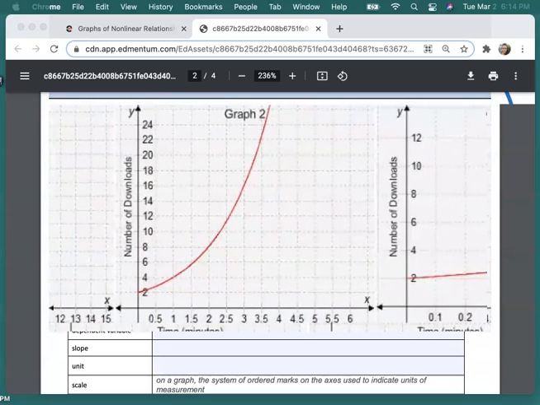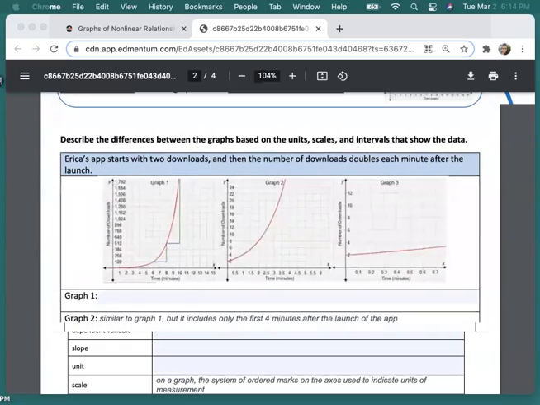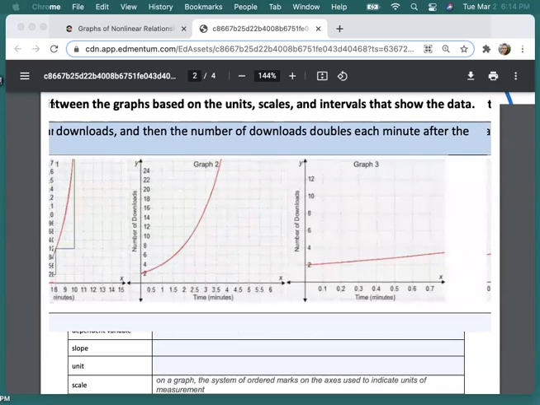If we go to the second graph, the number of downloads only goes up to the number 24. And the minutes only goes up to 6. So this is not a very good representation of, I think, her experiment, because really this only goes to like 4 minutes right here. It's not a good thorough understanding of everything that's going on.